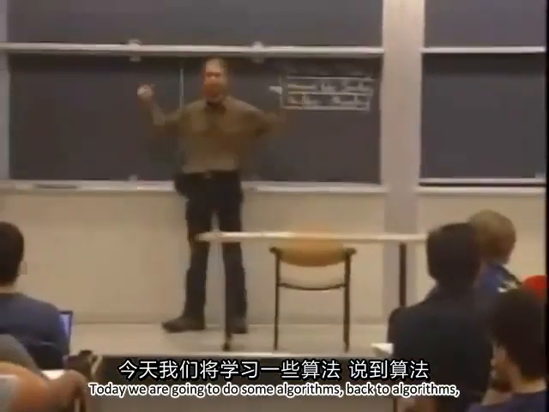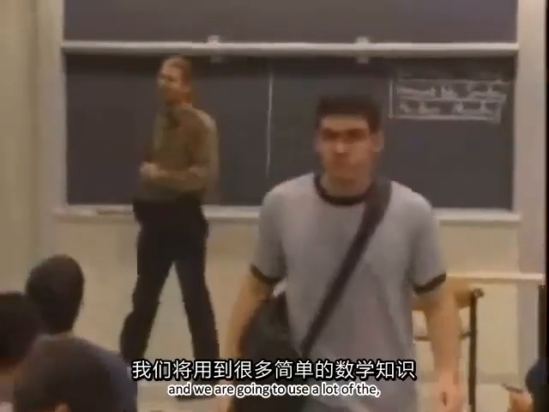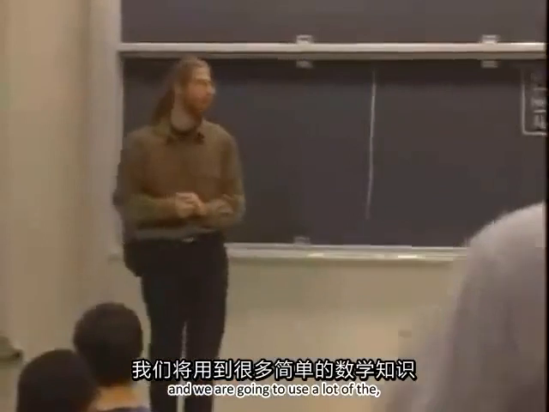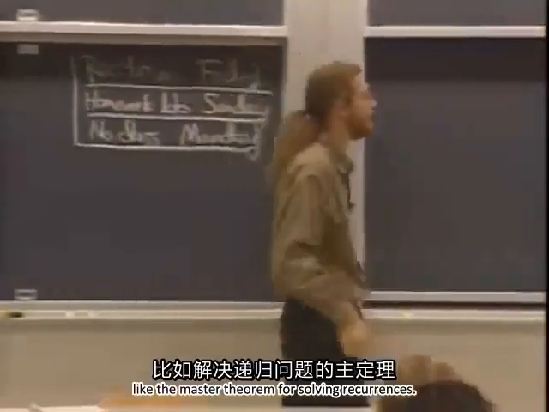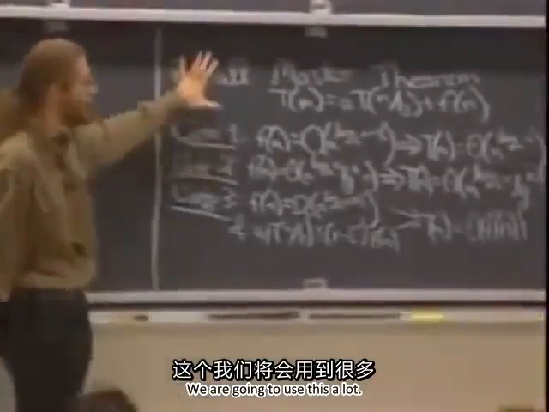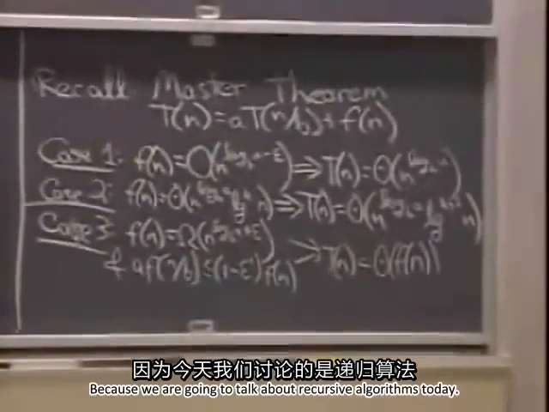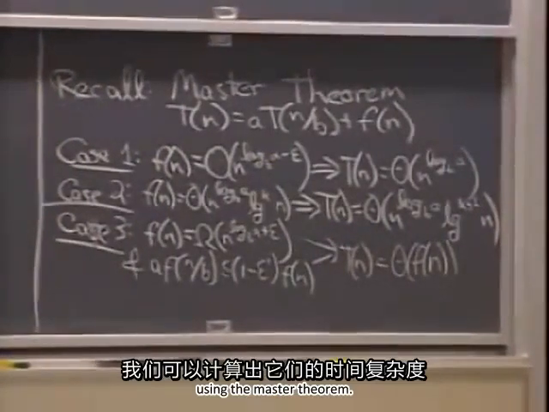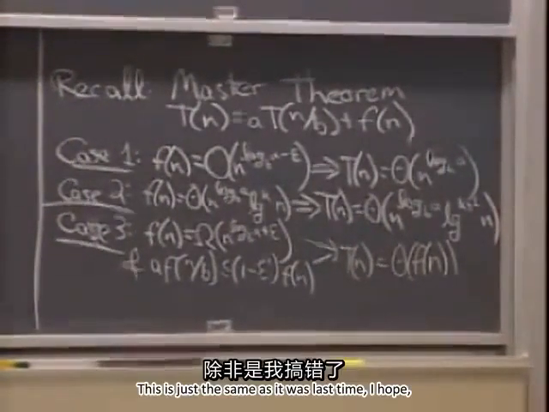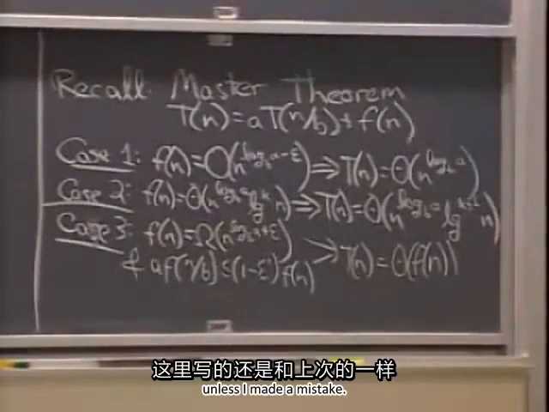Today we're going to do some algorithms, back to algorithms, and we're going to use some of the simpler mathematics that we developed last class, like the master theorem for solving recurrences. We're going to use this a lot because we're going to talk about recursive algorithms today, and so we'll find their running time using the master theorem. This is just the same as it was last time, I hope, unless I made a mistake.